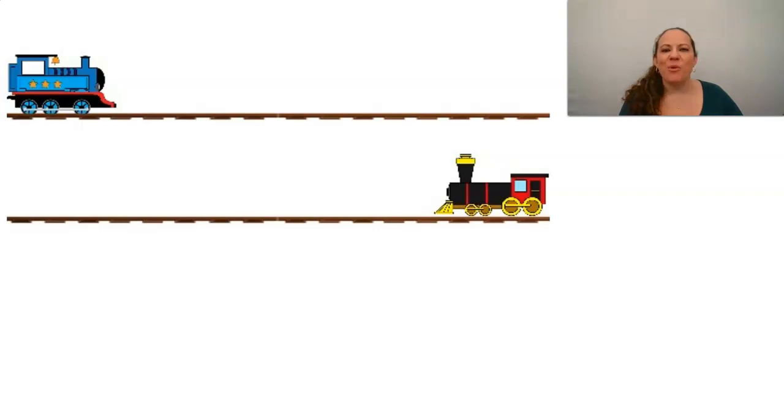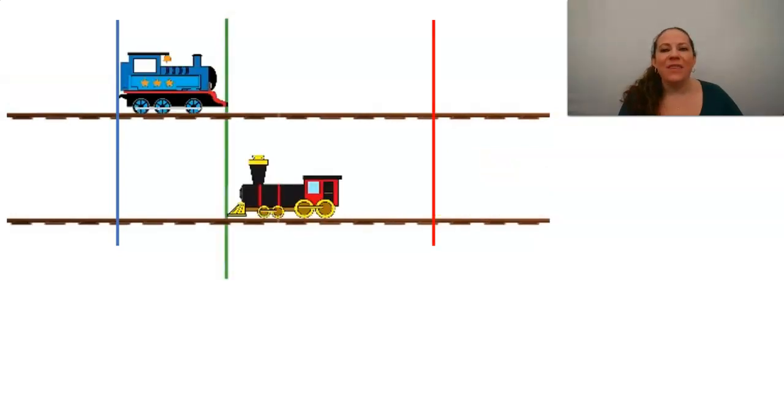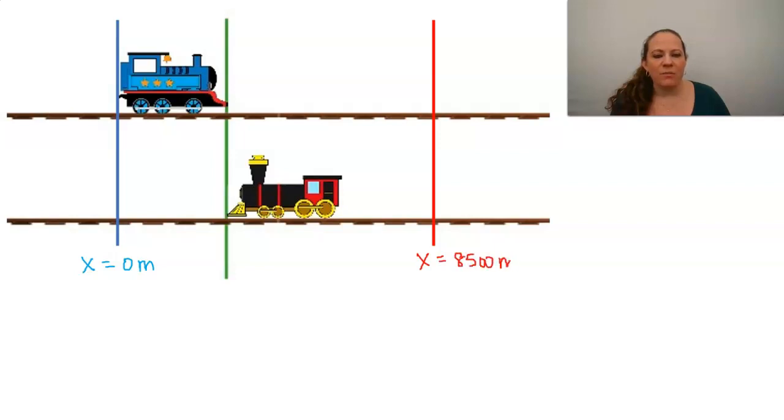So we need to mark a few important places in our problem situation. We need the starting place of the slow train, the starting place of the fast train, and then the point where they meet. I'm going to label the starting place of the slow train as 0 meters, and the starting place of our fast train as 8,500 meters. It's also important to note that I'm going to define the direction that the slow train is moving as my positive direction.